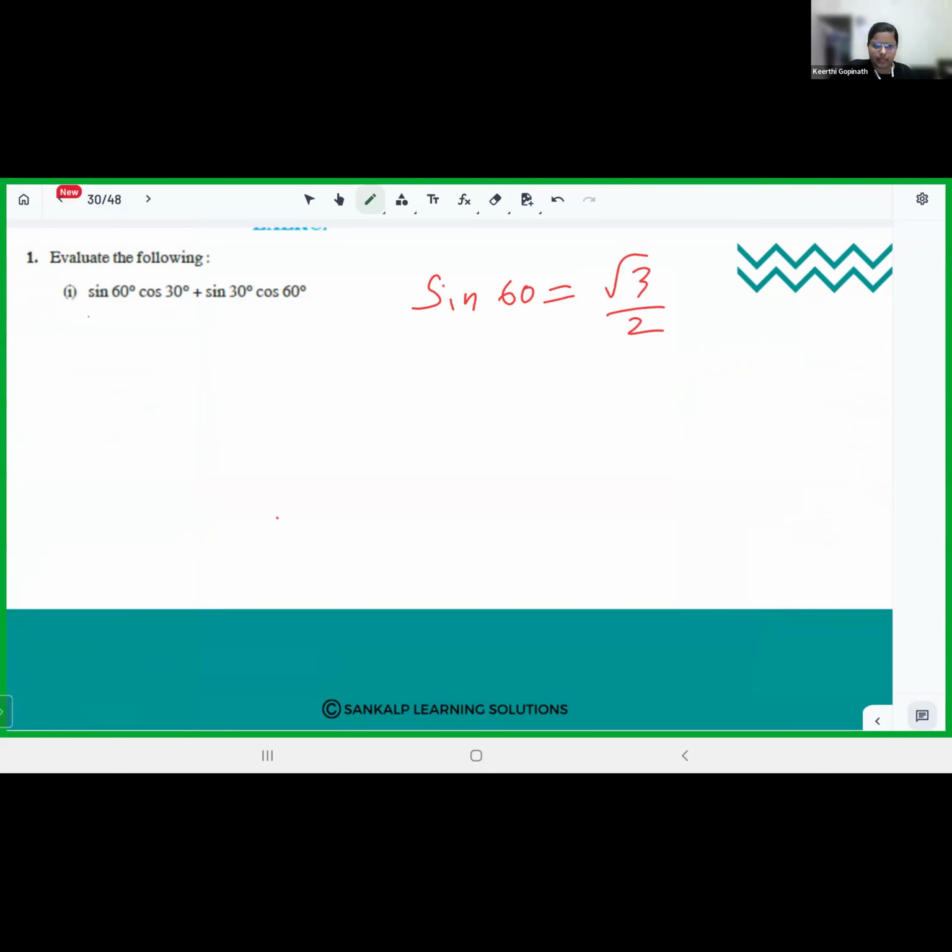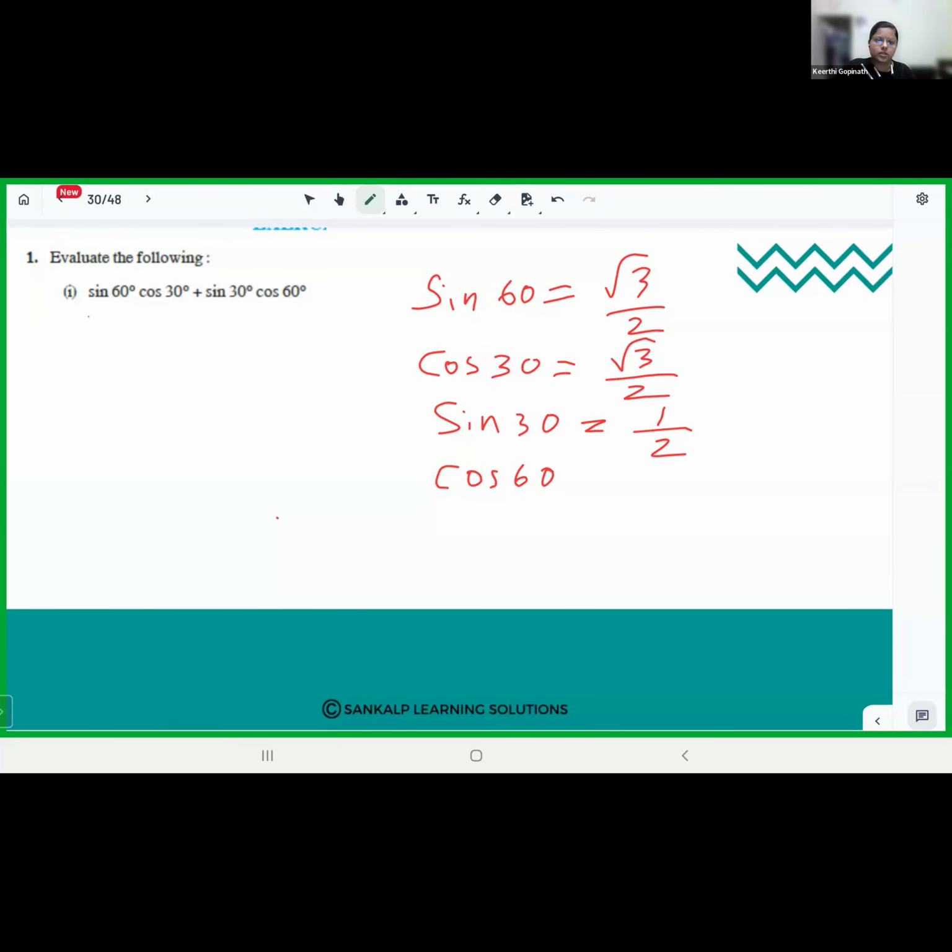Either you can study that table or you can use the method that I've already discussed. That is, you just study the ratio of the sides of the triangle. From that, you can draw the triangle and mark the sides properly. Then you will get the trigonometric ratios of 45 degree, 30 degree and 60 degree. So sine 60 is equal to root 3 by 2. And cos 30 is also root 3 by 2. And sine 30 is nothing but 1 by 2, and cos 60 is also 1 by 2.